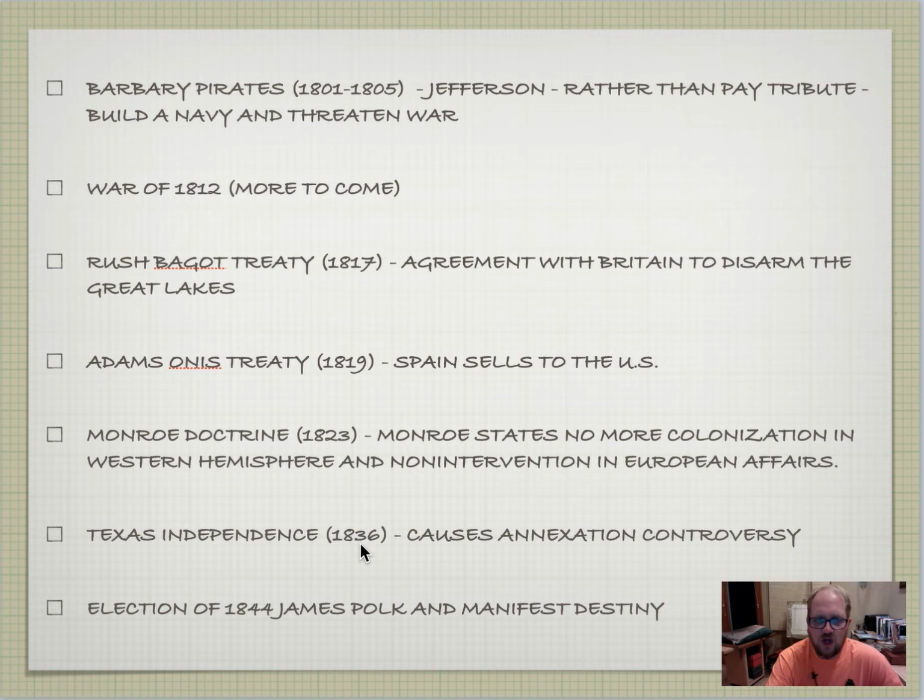This will cause a lot of anxiety and tensions over the eventual annexation of Texas into America. And by the end of this period, we're going to see the election of James Polk and the rise of Manifest Destiny in this time period of expansion westward with the war with Mexico and the grabbing of the Oregon Territory, eventually the acquisition of California.